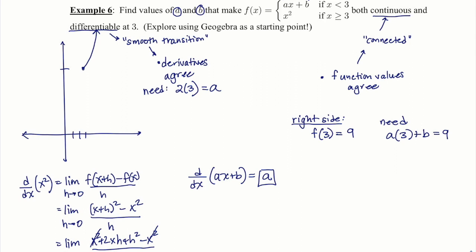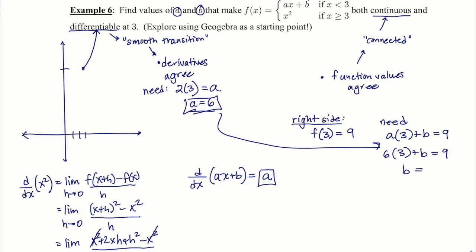So we can see, well, okay, that tells me exactly what a is. It tells me a is going to be 6. And then if I use that a equals 6, and I plug that in over here, I have 6 times 3 plus b is 9. That is going to tell me b is 9 minus 18, so negative 9. So our solution seems to be use a equals 6 and b equals negative 9.